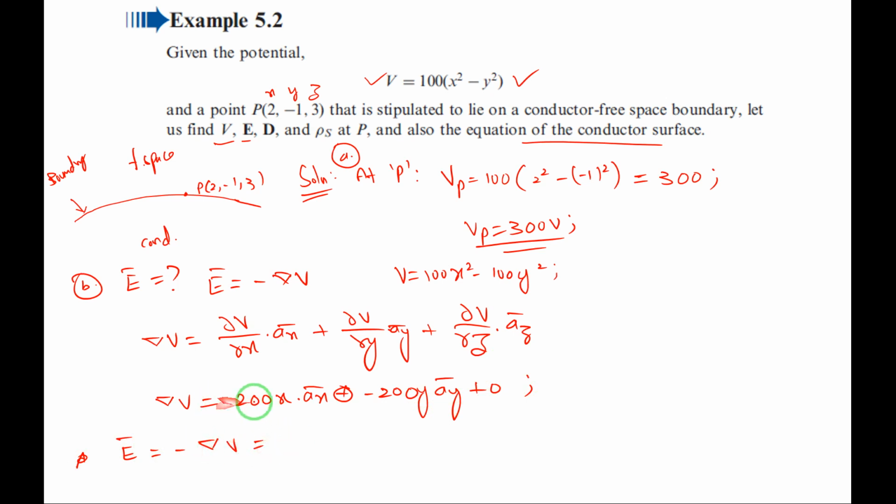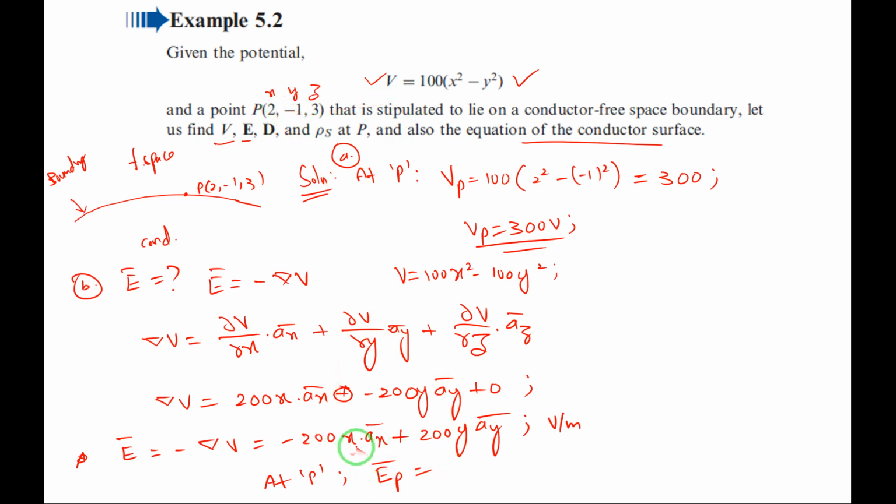So minus, this is del V. So minus 200 x into Ax minus into minus, this is plus 200 y into Ay volt per meter. This is right. So next I want E at point P. So what is E? E vector at point P. Substitute the value of x, y, z in this.